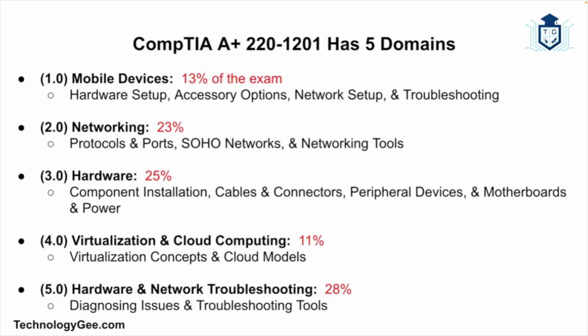Then there's domain 4, which is virtualization and cloud computing, and this is going to take up 11% of the exam. And you're going to learn about virtualization concepts with understanding virtual machines, hypervisors, and desktop virtualization, and cloud models such as infrastructure as a service, software as a service, and platform as a service. And then there's domain 5, which is hardware and network troubleshooting, and this is going to take up 28% of the exam. And here you're going to learn about diagnosing issues such as identifying and fixing hardware, networking, and connectivity problems, and other troubleshooting tools such as using multimeters, cable testers, and loopback plugs.